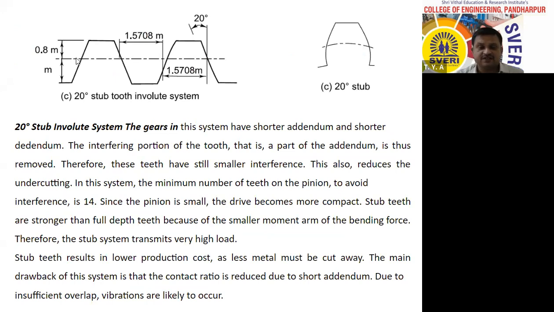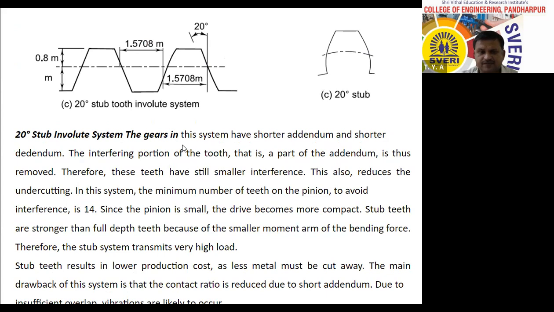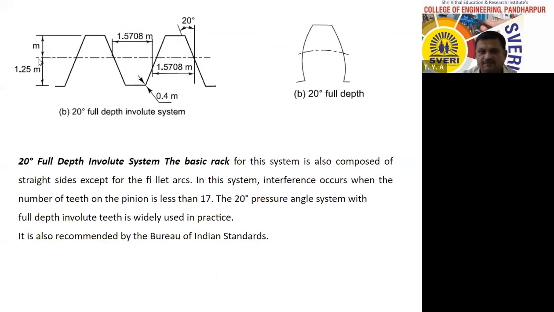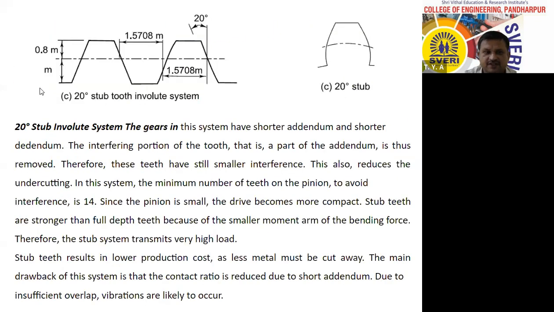Now next is the 20-degree stub involute system. Now you just see the difference between stub involute and other gears. Here what is the addendum height? 0.8 times module. Earlier it was one module only. Dedendum here is one module. In earlier cases, addendum is one module, dedendum is 1.25 times module. Here, dedendum is one module, addendum is 0.8 times module.